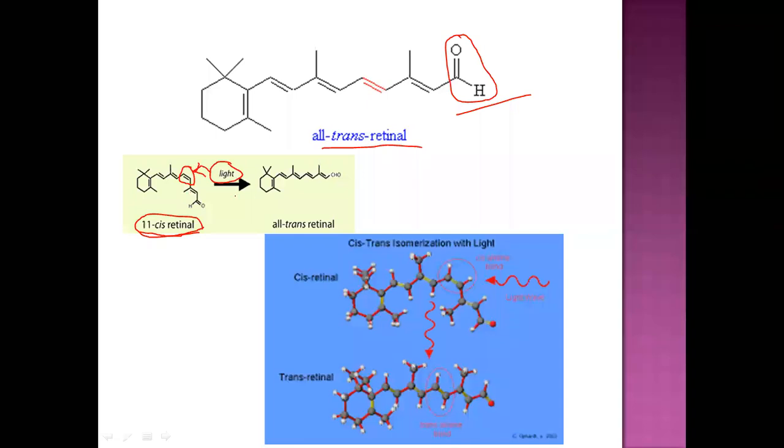The cis double bond turns into a trans double bond. This 11th bond is now a trans bond. Okay, so we are seeing here this cis conformation change into the trans configuration. Okay, so there is a change in configuration that occurs because of light.